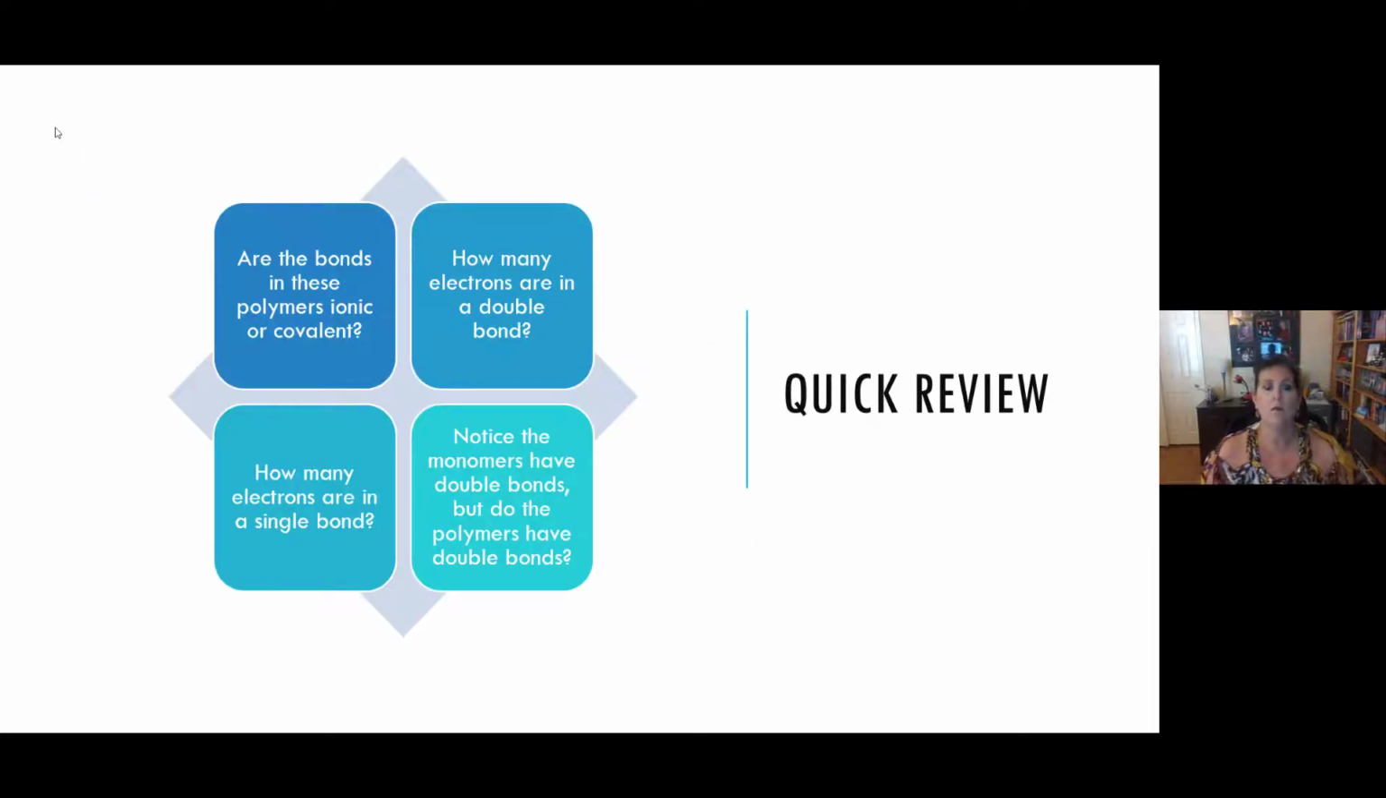Quick review. Are the bonds in polymers ionic or covalent? I hope you said covalent. So let's see if you remember how many electrons are in a double bond. 4, right? Remember, a bond has 2 electrons. A single bond has 2 electrons, so a double bond would have 4 electrons. And I just answered the next question. How many electrons are in a single bond? 2.